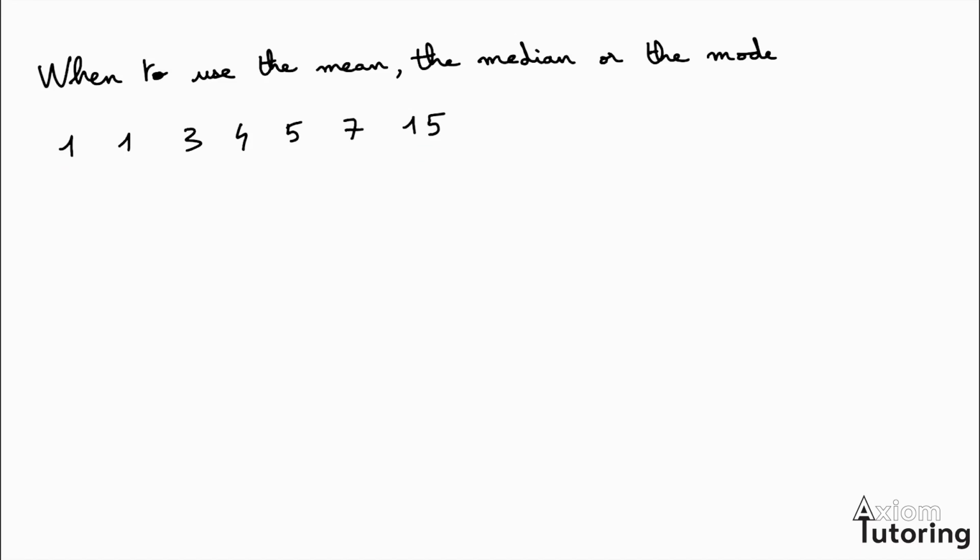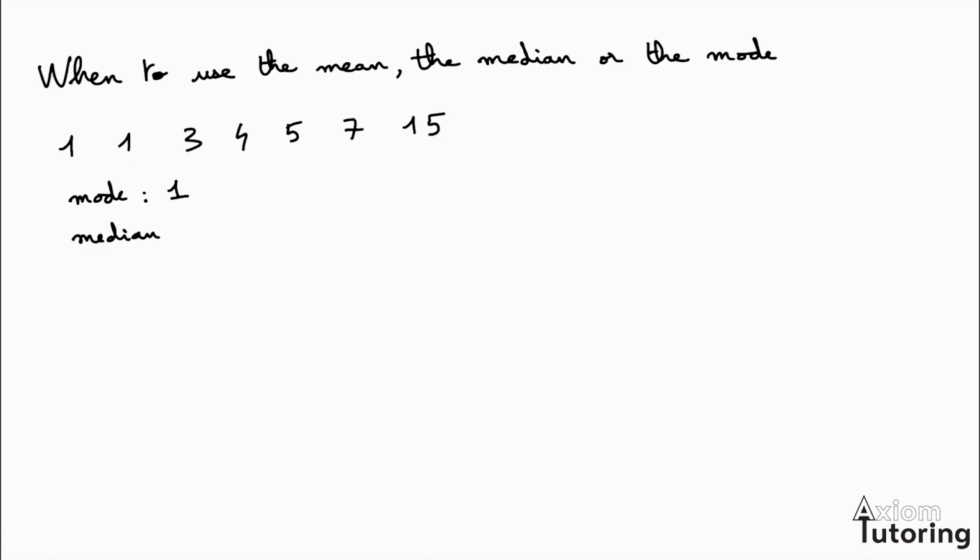Now, with the mean, the median, and the mode, we have 3 different ways of calculating the central tendency for that distribution. So if we look at the mode, we'd say, well, the mode is the most frequent value. So in this case, that would be 1, because 1 appears twice in the data set, and no other value appears more than once.